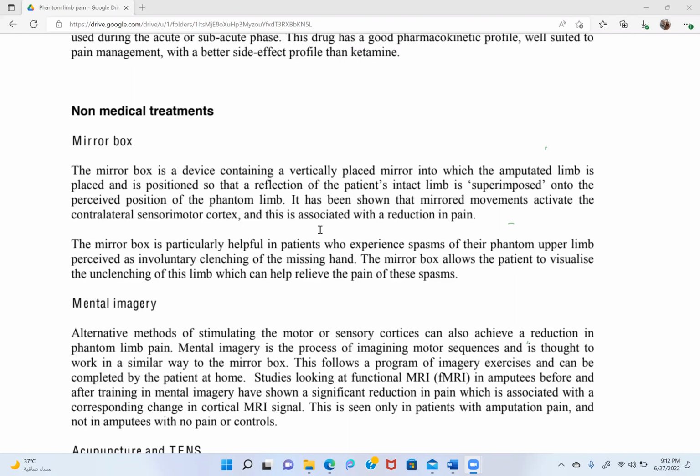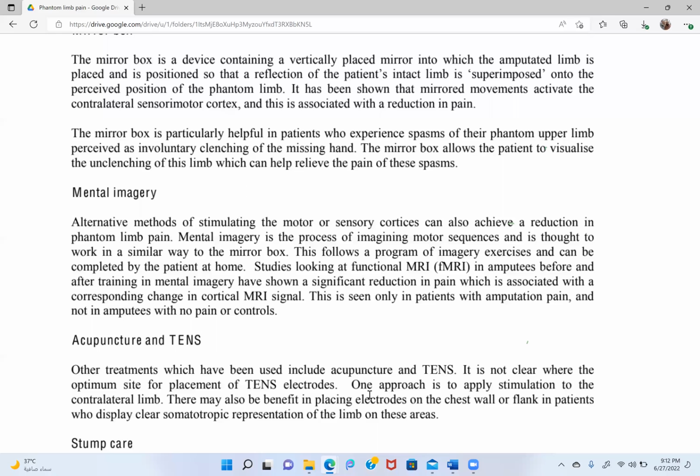Sir, there is a picture given in this Oxford journal, I guess, in which the patient is asked to put both his arms in a box, and the mirror is towards the one which is intact. So he sees his arm, and he thinks that his hand is still there if the upper limb is missing. I think this is also a good explanation which you have given. Thank you very much. Thank you.